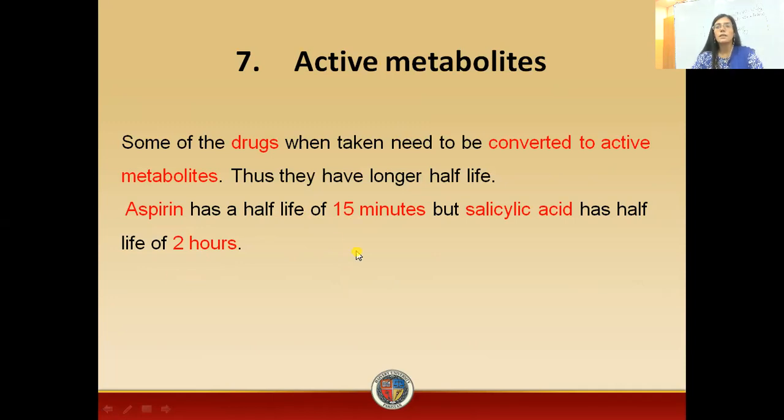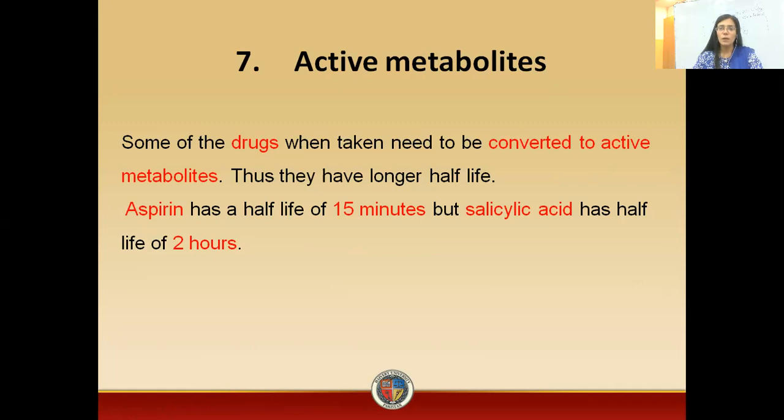So we have 3 states of drugs. Firstly, you have taken a drug which is already in the active state. Secondly, you have taken a drug which was in the inactive state, and after metabolism, it has been converted into an active state. So from the pro state, it has been converted into an active state.